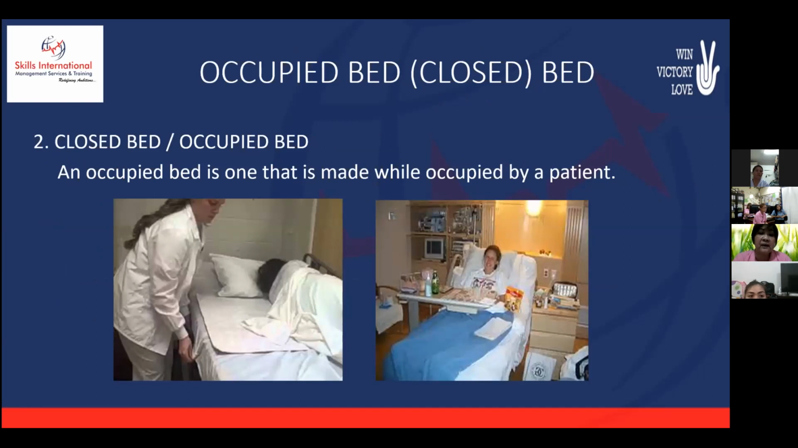Number two, we have the closed bed, or we call it the occupied bed. An occupied bed is the one that is made while occupied by a patient. In the photos down here, you can see the staff is making a bed alone. And also on the right side, while the patient is sitting on the bed in a Fowler's position, we have to make a bed for the patient who is occupying a bed.